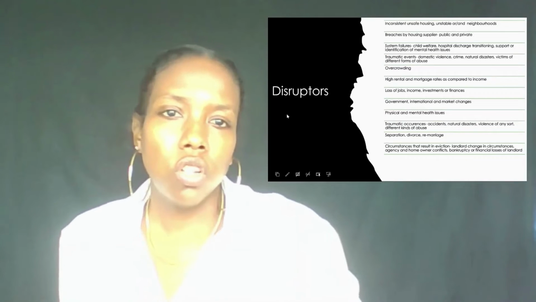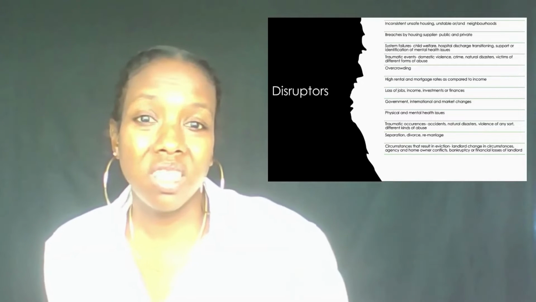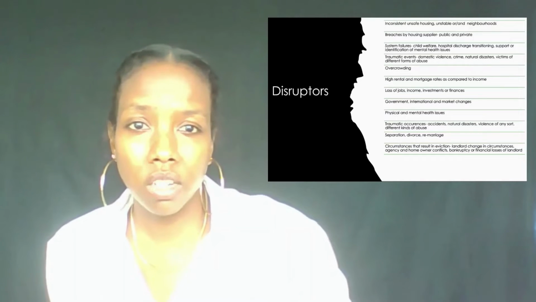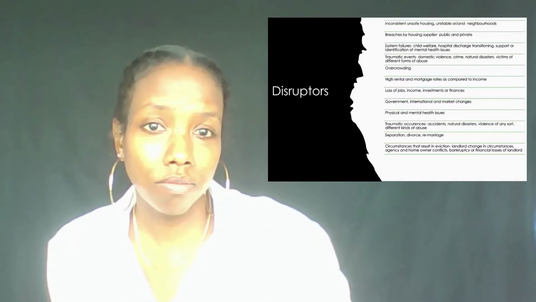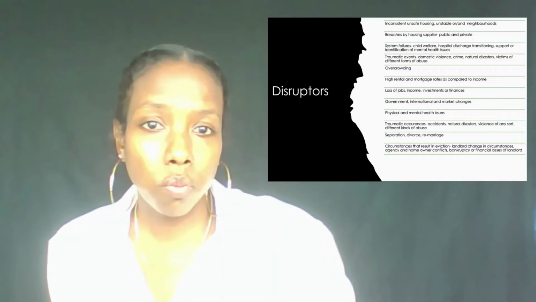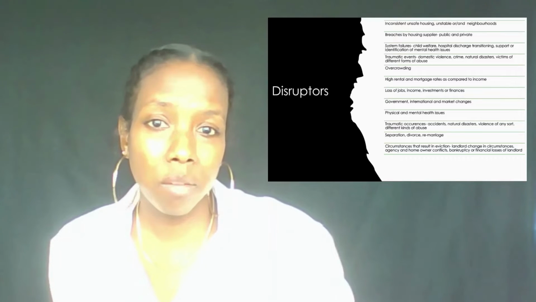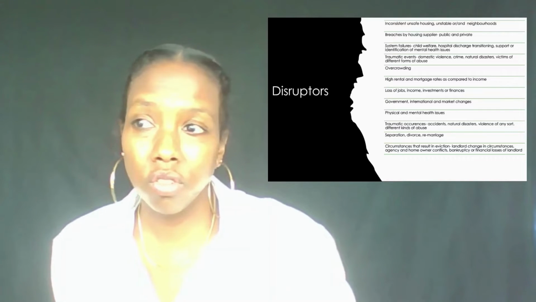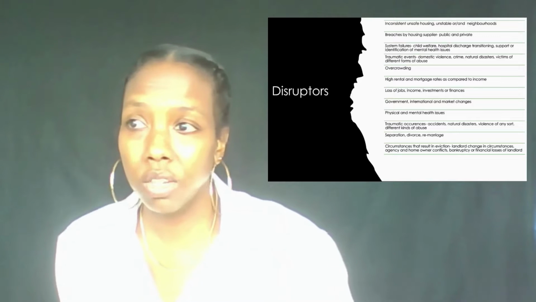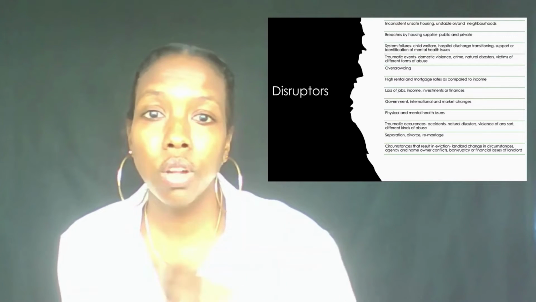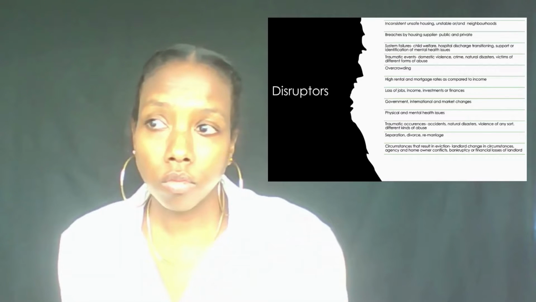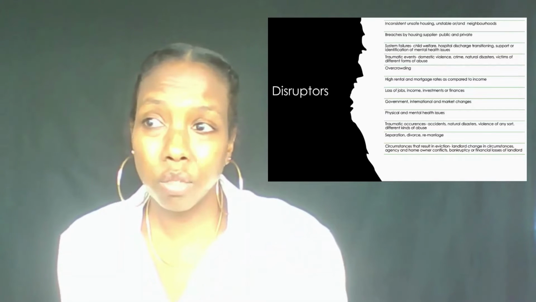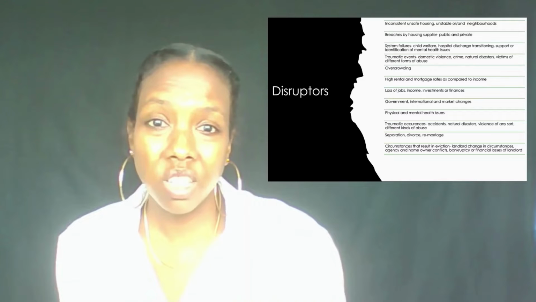Some of the disruptors to your housing may be inconsistent or unsafe housing, unstable neighborhoods, and/or breaches by housing suppliers, publicly and privately. This may disrupt you. You are totally innocent in the situation. You've done what you're supposed to do, but there are situations that arise, like conflicts between owners and agencies.